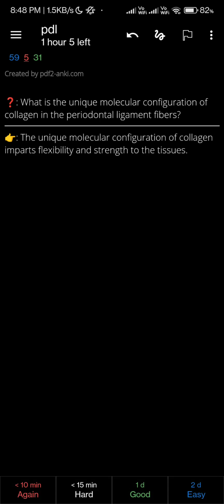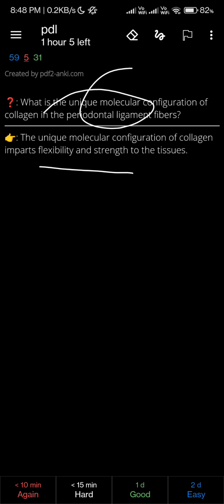So what is the unique molecular configuration? The unique molecular configuration of collagen gives strength and flexibility to the tissues.